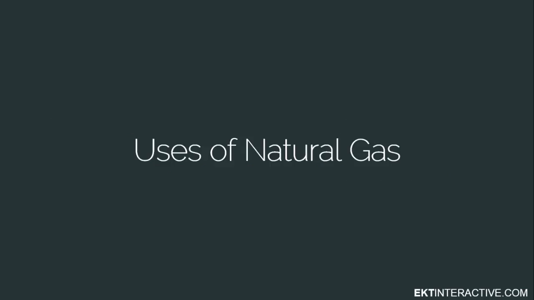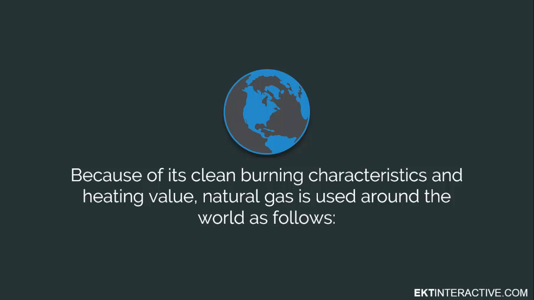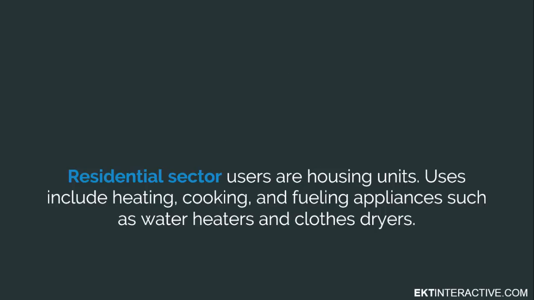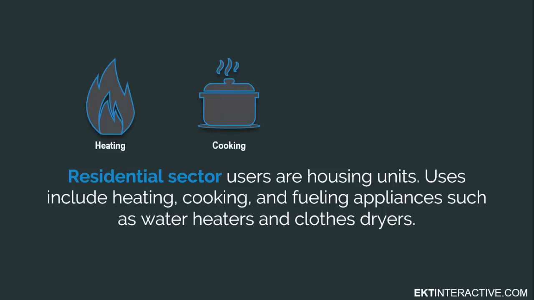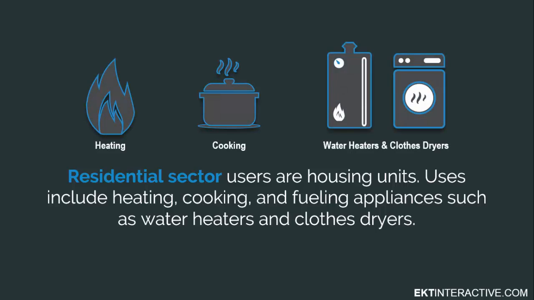Now, what is natural gas used for? Because of its clean burning characteristics and heating value, natural gas is used around the world. Residential sector users are housing units. Natural gas uses include heating, cooking, and fueling appliances such as water heaters and clothes dryers.